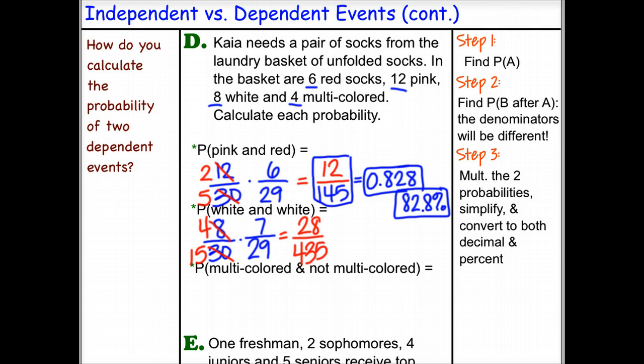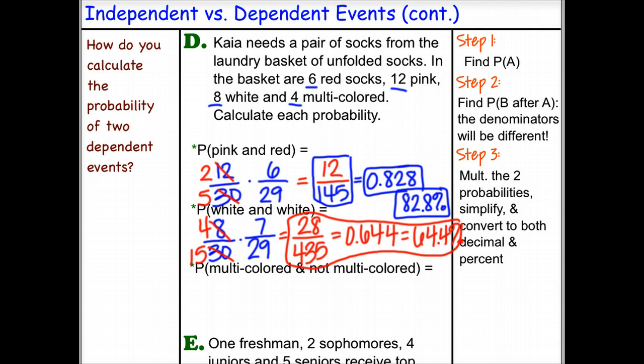So 28 over 435, divided out, is 0.644, which is 64.4%.